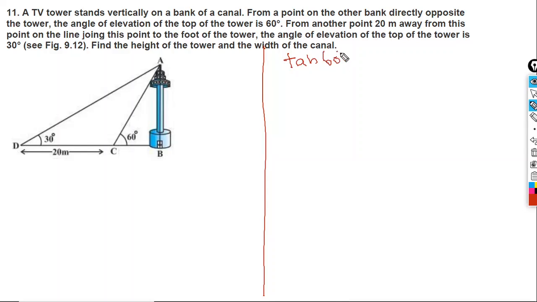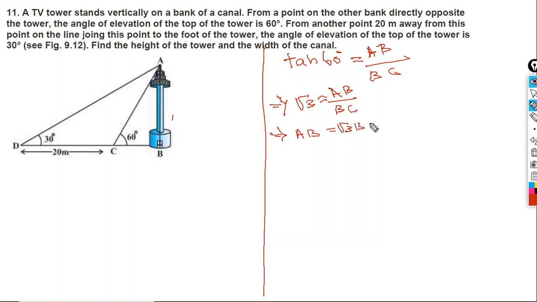tan 60 degree will be equal to opposite side divided by adjacent side, AB by BC. Implies tan 60 will be equal to root 3. Root 3 equals AB by BC implies AB equal to root 3 BC. Okay.